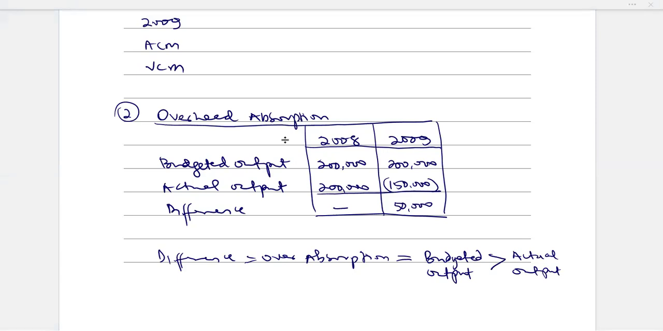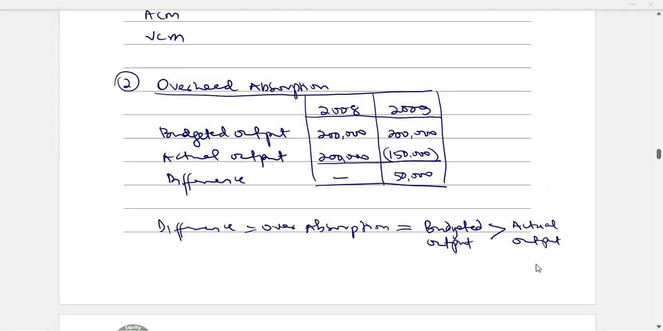Great. Okay. Now, what we are saying is that if the budgeted output is less than the actual output or overhead, the difference is called under absorption. But if budgeted output is greater than the actual output or overhead, it is called over absorption. So if it is under absorption, you subtract it from the cost of goods sold. But if it is over absorption, you add it to the cost of goods sold. All right. I hope that is clear.